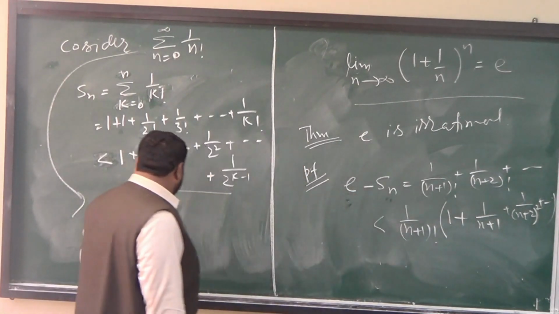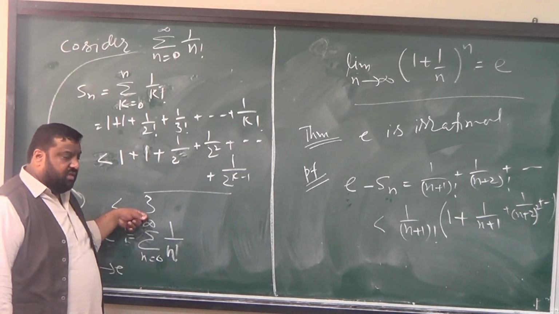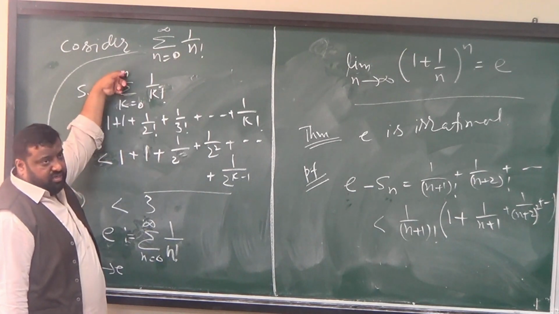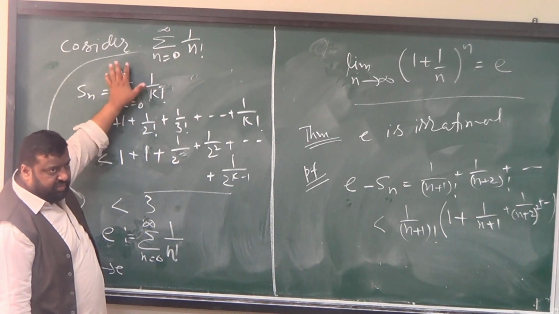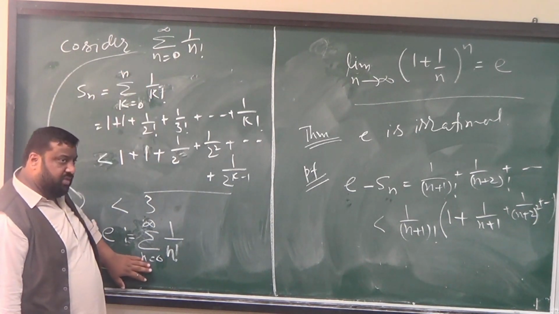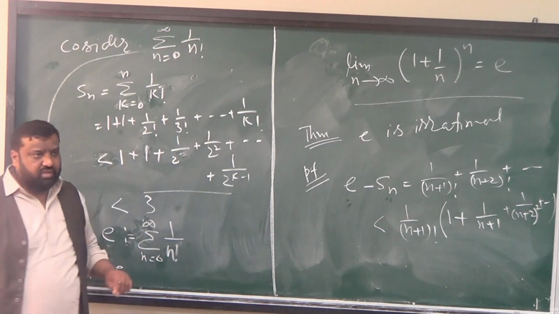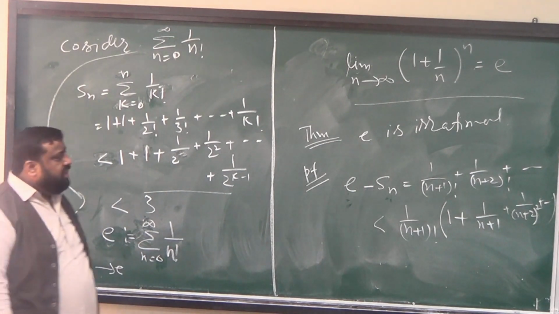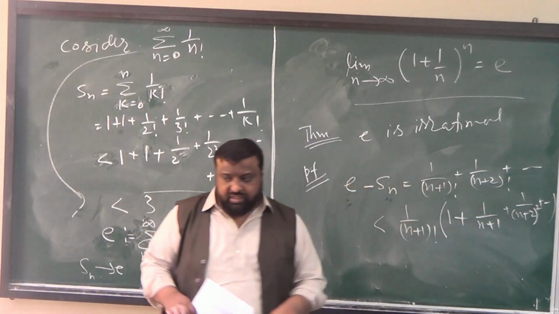What is e made of? It's the sum from 0 to infinity. And what is S_n? It's the sum from 0 to n. So from this, you are taking out this much. So what's going to remain is that the sum is going to start from n plus 1, and it goes on. Then I'm saying that this is bounded by this. Why should this be the case?